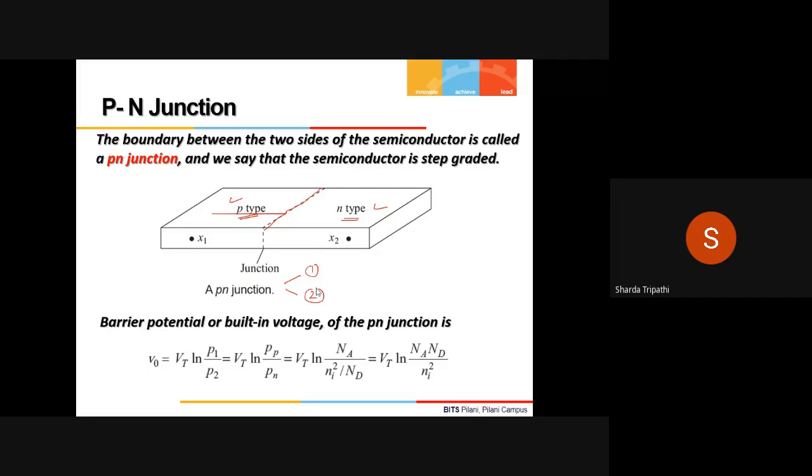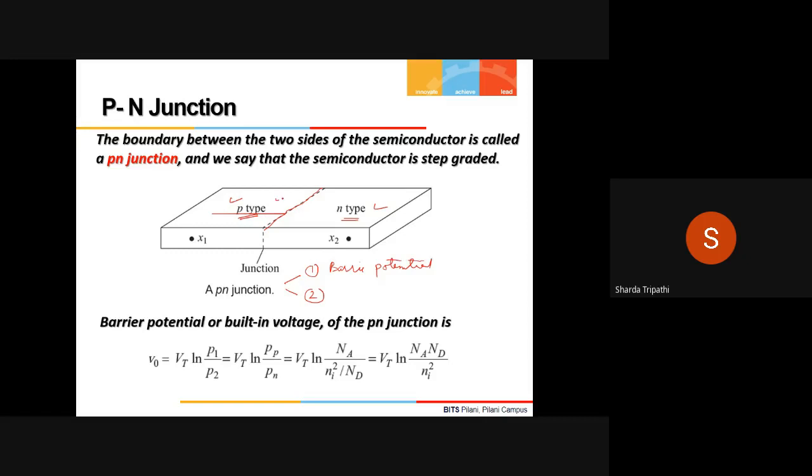So first we studied what a pure semiconductor is. Then we studied that by adding impurities, you have doped semiconductors. Then doped semiconductors could be graded. And then when two different graded semiconductors come together, they form a PN junction as shown over here. So now what happens when this junction is formed? There are two effects. The first effect is the formation of barrier potential.